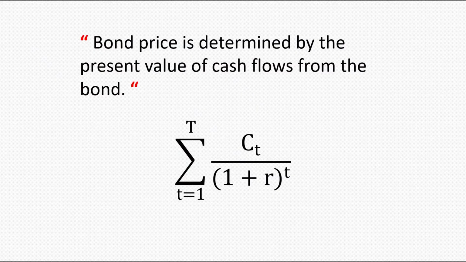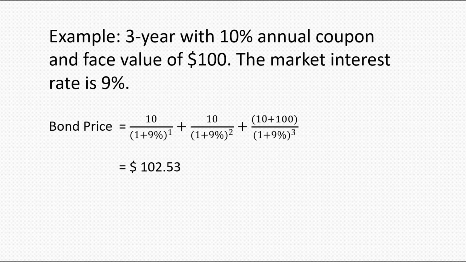By definition, the bond price is determined by the present value of cash flows from the bond. Let's take a look at the following example. If there is a 3-year bond having a face value of $100 that pays 10% coupon every year and the market rate is 9%, then the present value will be $102.53.